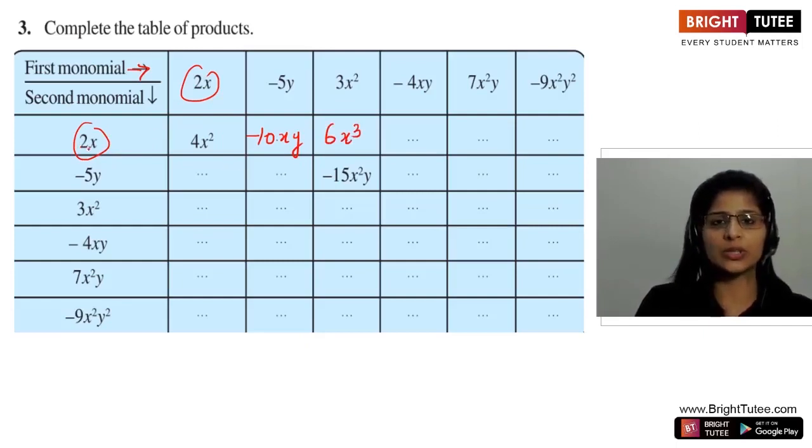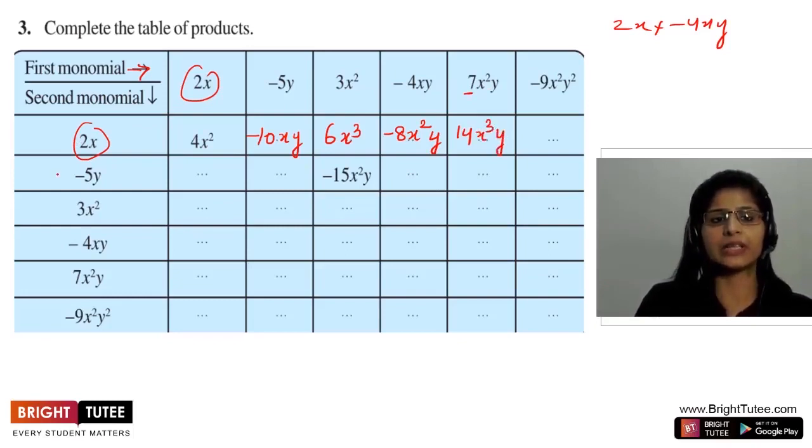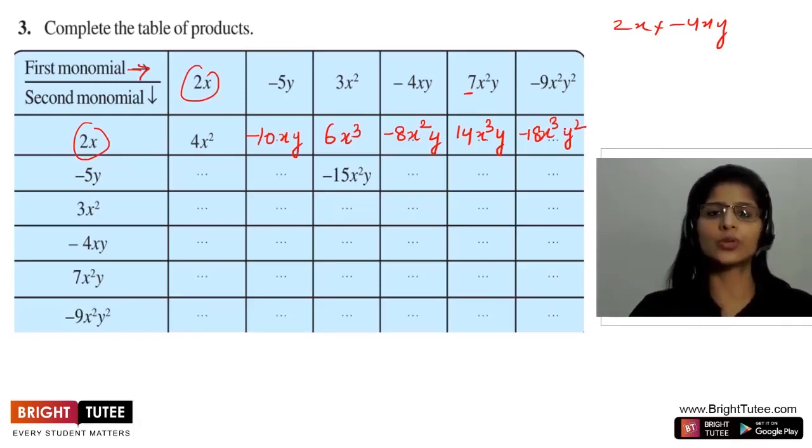Right? The next one, 2x and minus 4xy. So first of all you multiply 2 with minus 4, that gives us minus 8. x and x will give you x square and y will remain the same. Again 2 will be multiplied with 7, 14. x multiplied with x square is x cube and y. Then 2 multiplied with minus 9 is minus 18. x into x square is x cube and y square. Clear? So like this you have to fill the table, multiply them all together.